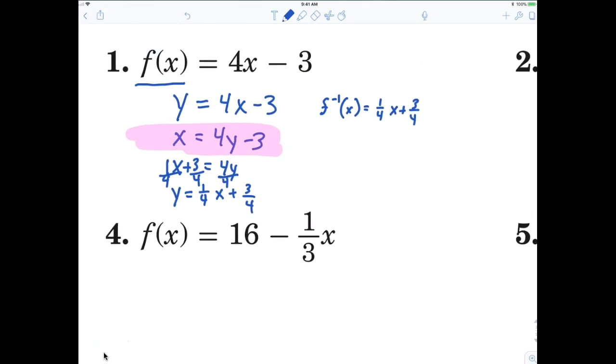So this f of x is the function that we started. This represents the inverse of this. That's what it's telling you. All right? That's it.